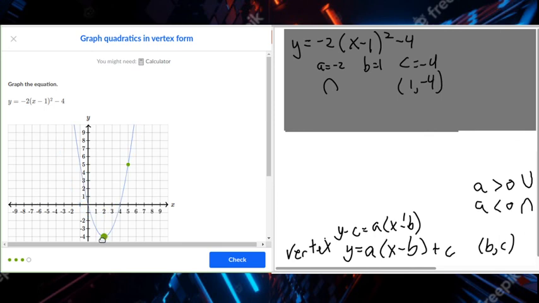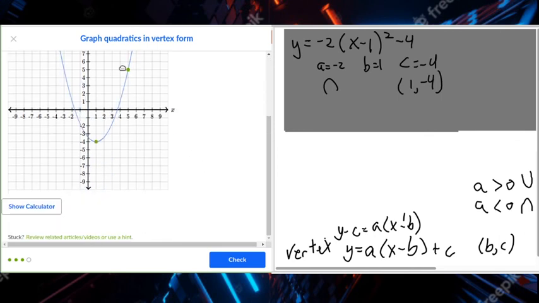And she opens down. So I think I'm going to try 0. 0 is pretty close here. And there's no fraction here. So 0 minus 1 is negative 1. Negative 1 squared is 1. 1 times negative 2 is negative 2. Minus 4 is negative 6.